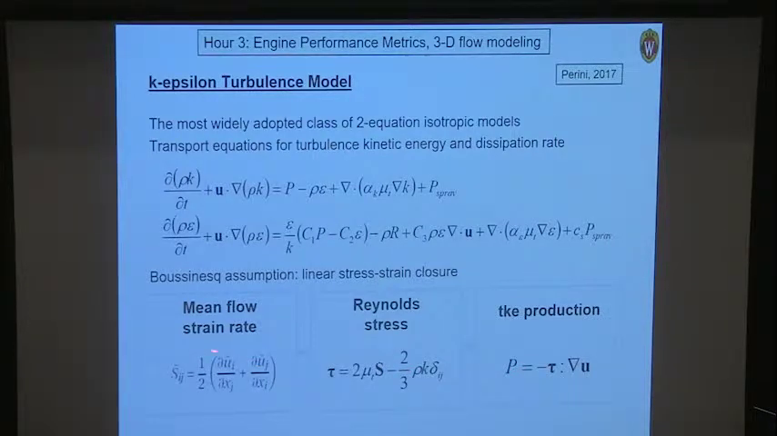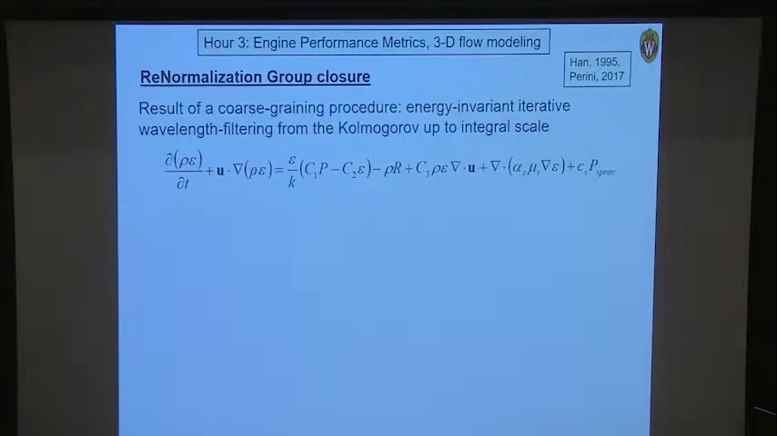Well, you look at the mean flow strain rates. These are the gradients in the mean flow that then generate the turbulence. You can also think of them as generating Reynolds stresses, which correspond to those fluctuating components of velocity, and then use that to calculate the turbulence production rates. So this is basically the most popular class of models.